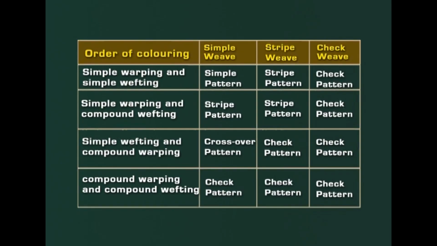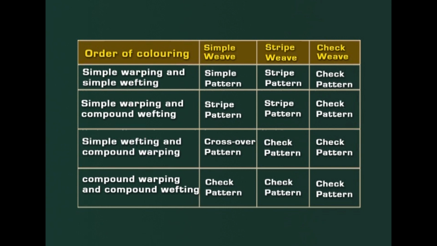So, the style of pattern produced by the combination of these things can be as follows. If we take the first, simple warping and simple wefting order, then a simple weave will have a simple pattern, a stripe weave will have a stripe pattern, and a check weave will have a check pattern. Then coming to the second order of coloring, simple warping and compound wefting, the simple weave will have a stripe pattern, the stripe weave will have a stripe pattern, and if it is a check weave then a check pattern can be woven.